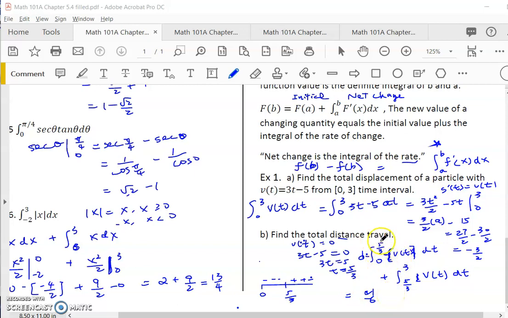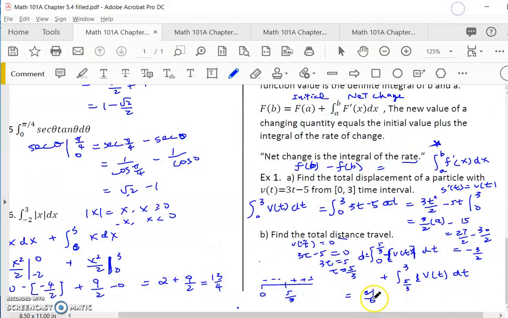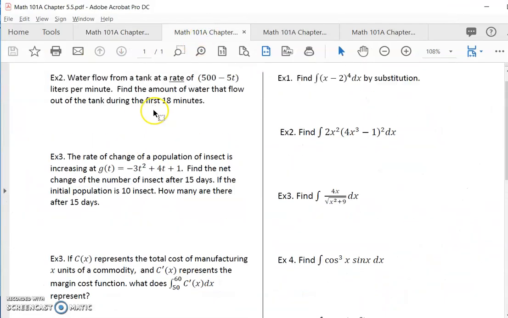What you can do is, from 0 to 5 over 3 the velocity is negative, so you make it positive by taking the absolute value. That means negative of v(t) from 0 to 5 over 3. But from 5 over 3 to 3, the velocity is positive, so we just do it like this. I don't have enough space, but I put in decimals. You can see this is negative v and this is v. From 0 to 5 over 3, negative v gives 25 over 6. And from 5 over 3 to 3, it is positive, so it's 8 over 3, and if you add them together, it's 41 over 6. So that's the answer. Let's move on to more examples.